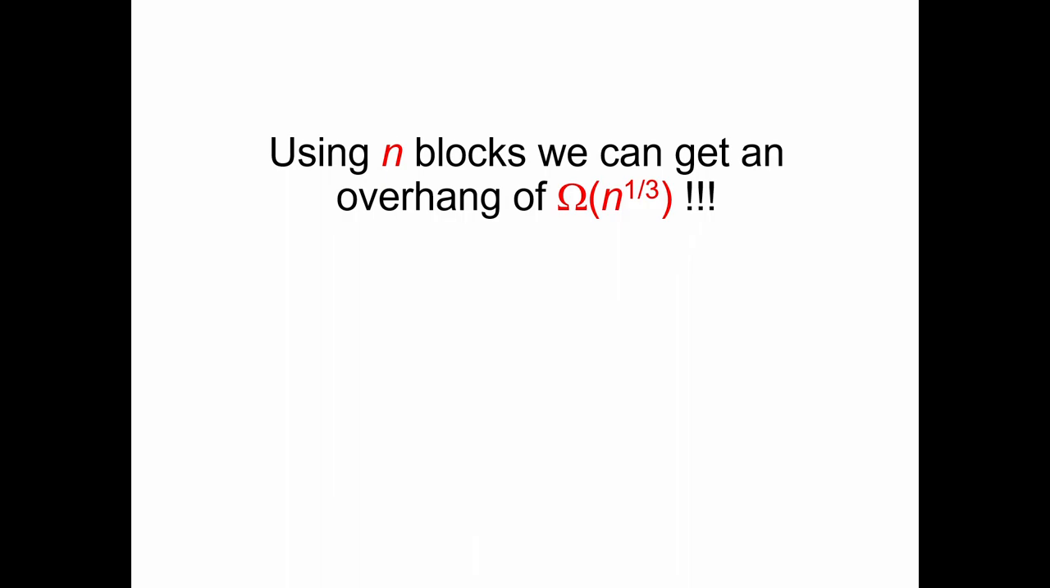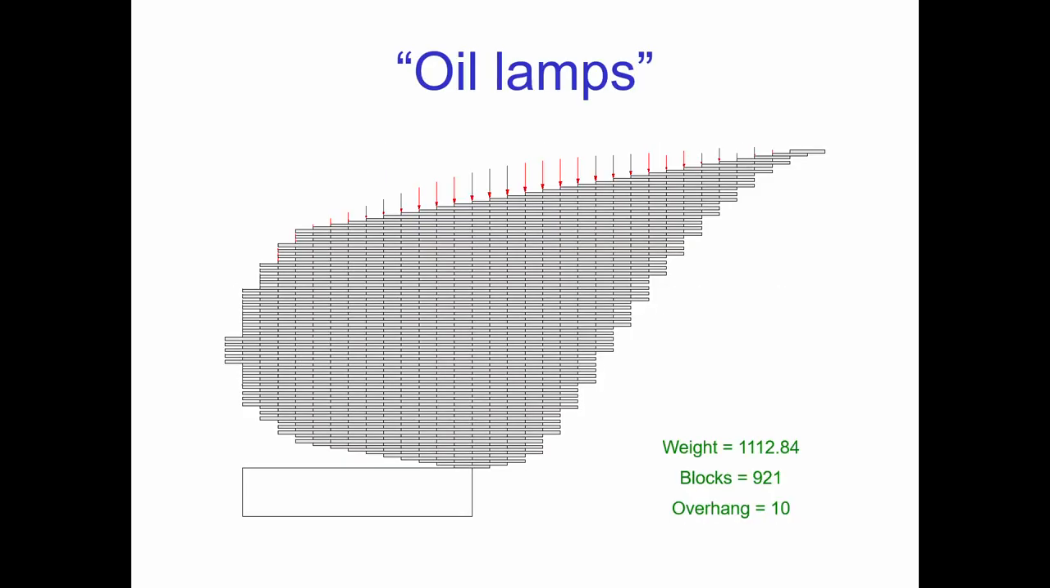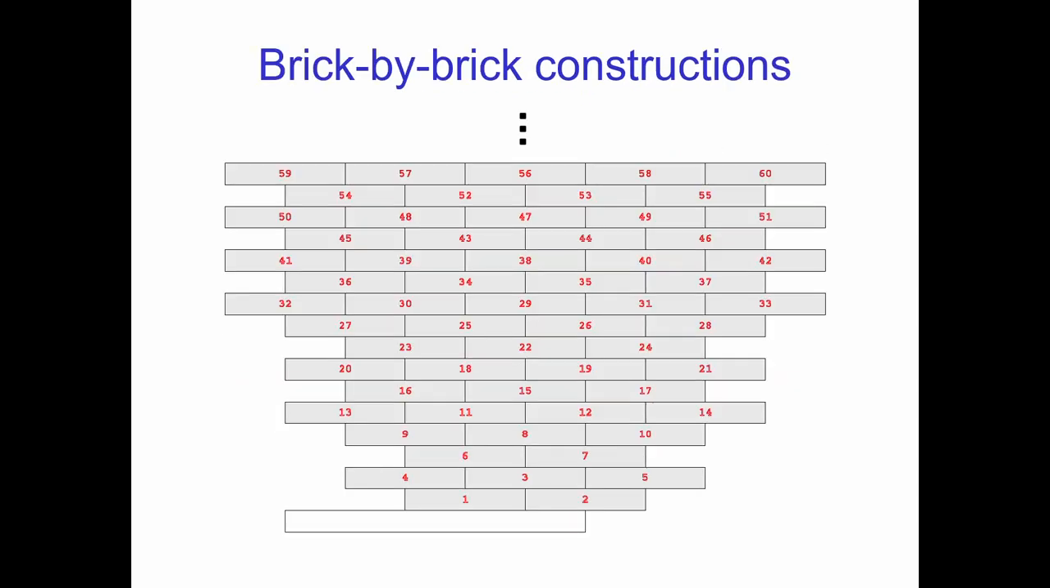So you can get to order cube root of n with n blocks. Remember, this contrasts with the classical solution, which was only half log n. So really, you can do much better. And this is something that does slightly better, the oil lamp configuration, because we want to get far this way, we don't care so much about this, so this we just use for balance. And this is an exact picture with overhang 10.